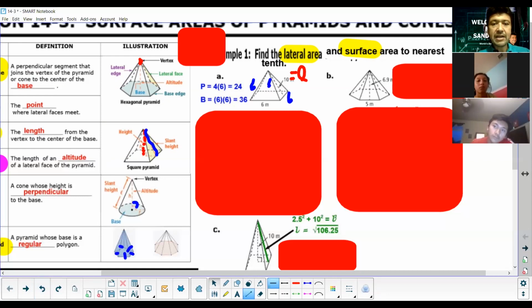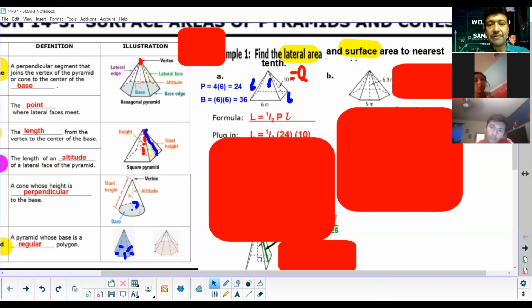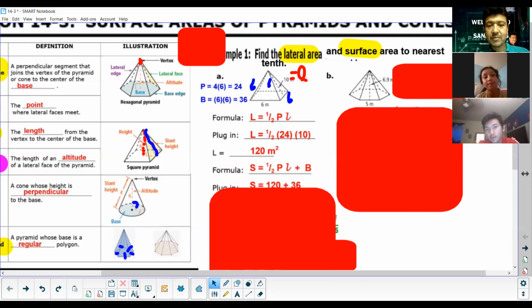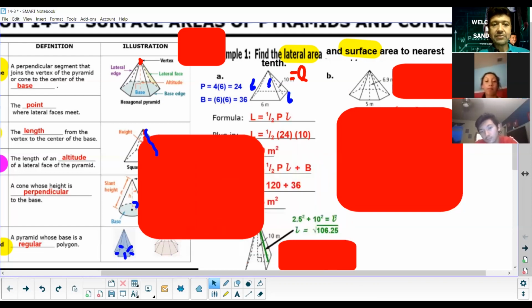So let's go ahead and apply the things you came up with. Their formula, 1/2 perimeter times L, right? So it's going to be 1/2, 24 times 10, and then we'll get this result. Now, what's the only thing I need to do to get total surface area? You need to add 36, which is the base. So you see the plus B there? That plus B is going to have the 36. So as a result, it's easy for us to get the solution there.